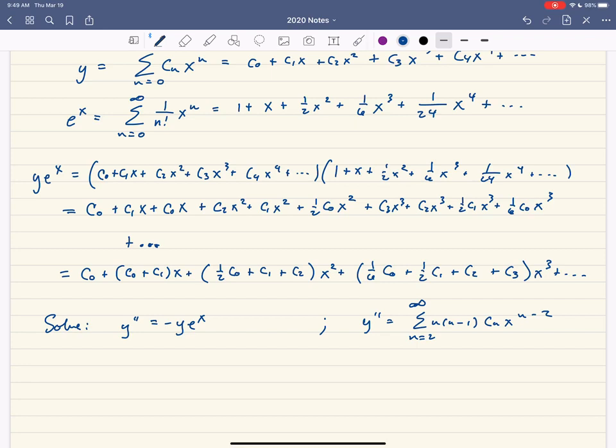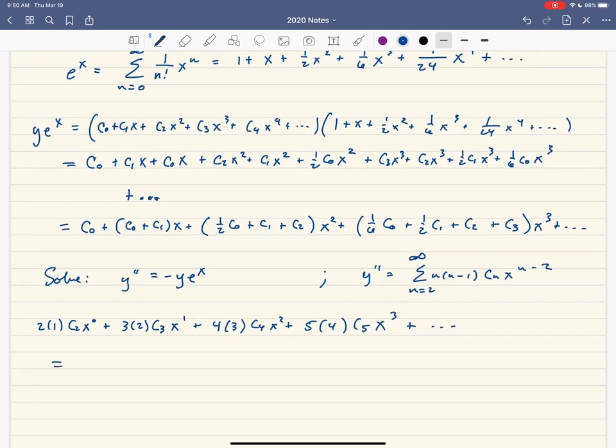If n is equal to 2, which is our starting value, what we're going to get is 2 times 1, c sub 2, x to the 0. So this is y double prime on the left. And if n is equal to 3, we're going to get 3 times 2, c sub 3, x to the 1, plus, and we're just going to keep going. If n is 4, we get 4 times 3, c4, x squared, and then one more, 5 times 4, c5, x cubed. Okay, and again, infinitely many more terms.